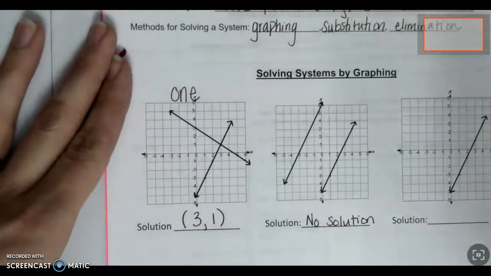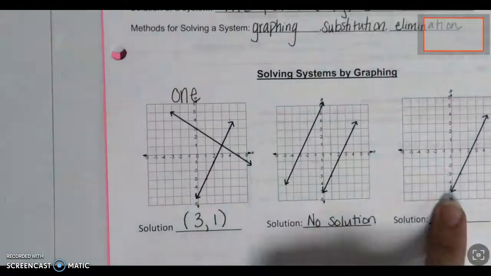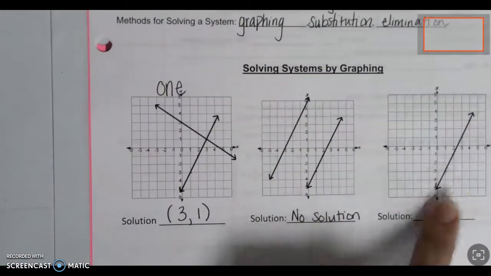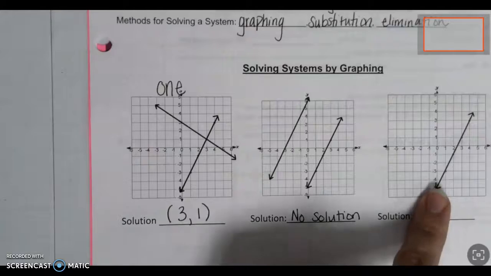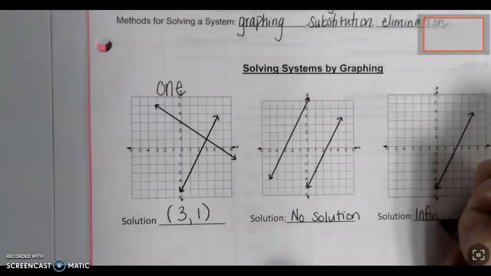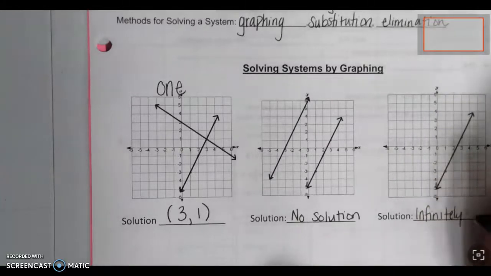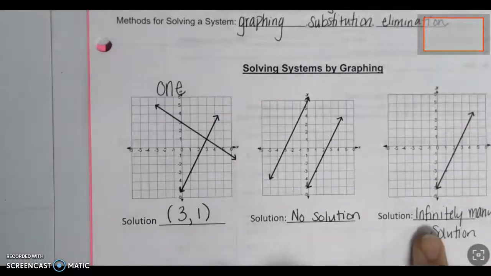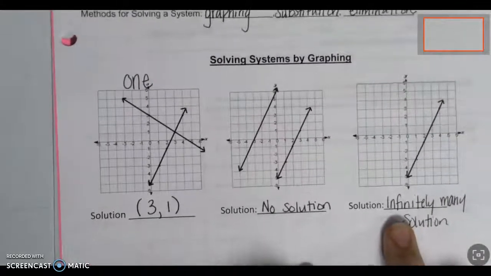Wait a minute. How do you know those two? There's not two lines there. Because I'm dealing with a system. If you have a system and it ends up looking like this, it just means that the two lines were actually the same line. And if the two lines are the same line, they have infinitely many solutions. They have an infinite number of points that are the same.